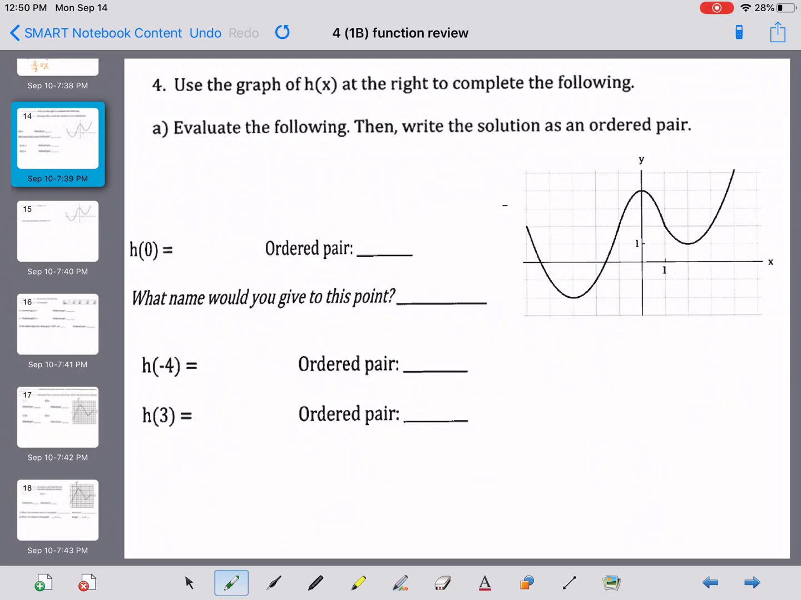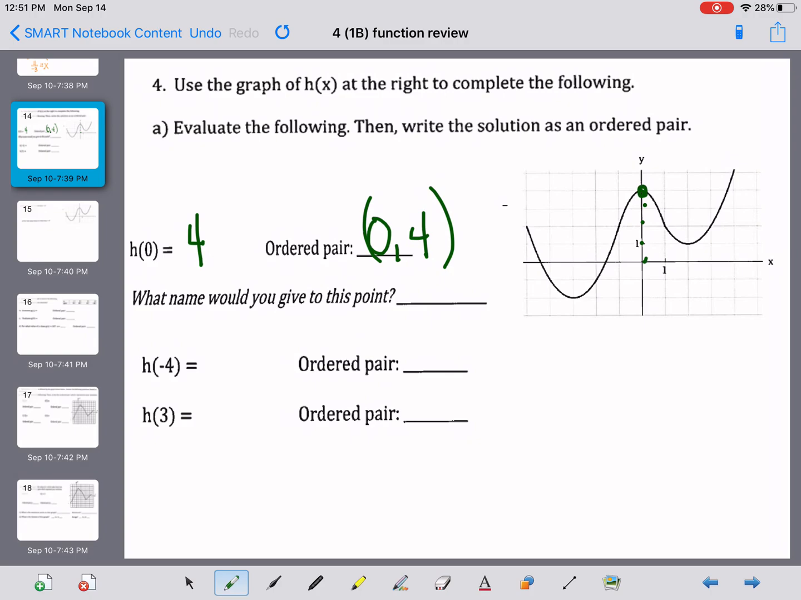Use the graph of h of x at the right to complete the following. Evaluate the following, then write the solutions as an ordered pair. So the first one here is h of 0. Remember, this is saying that x is 0. So we come over here to 0, and then we want to find its corresponding value, which is 1, 2, 3, 4. So h of 0 equals 4. Our ordered pair is 0, 4.